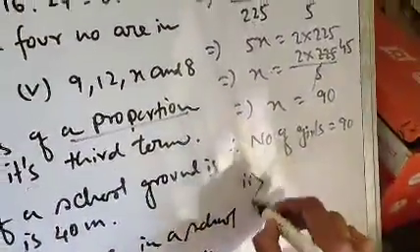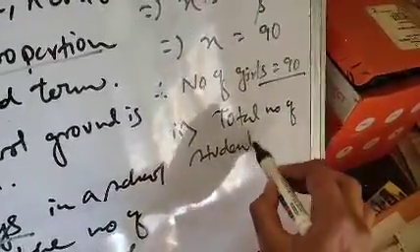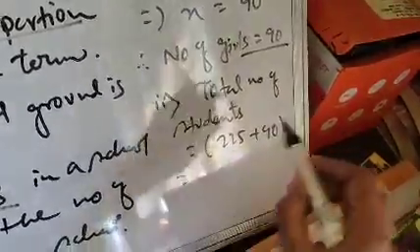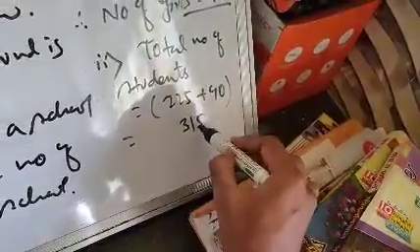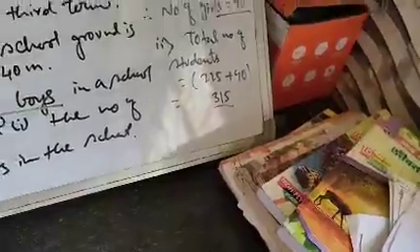Second part, the number of students in the school. Number of boys are 225 and number of girls are 90. If you add boys and girls, you will get the total number of students. Therefore total number of students equals number of boys plus number of girls, 225 plus 90. So it will be 315. That is the answer.